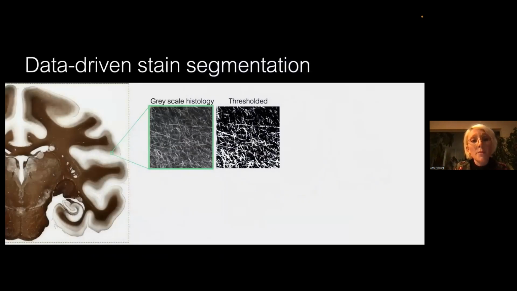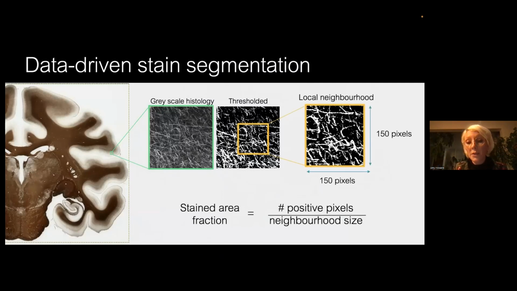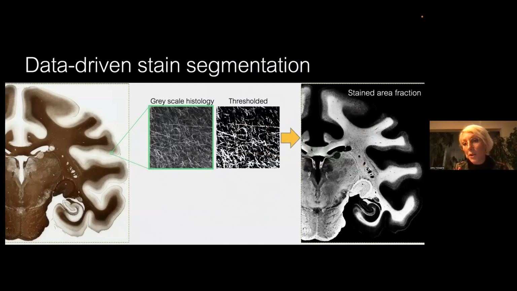So in our lab, we've developed methods for data-driven stain segmentation, where we extract small patches of the histology, and in a data-driven manner, we develop thresholds that will segment the positive myelin from the background tissue. We can then calculate the number of positive pixels over a local neighborhood size of around 150 pixels to estimate the stained area fraction. We can repeat this across the entire slide to produce these maps of stained area fraction that faithfully represent myelin variation across the white-gray matter and across the subcortical structures as desired.